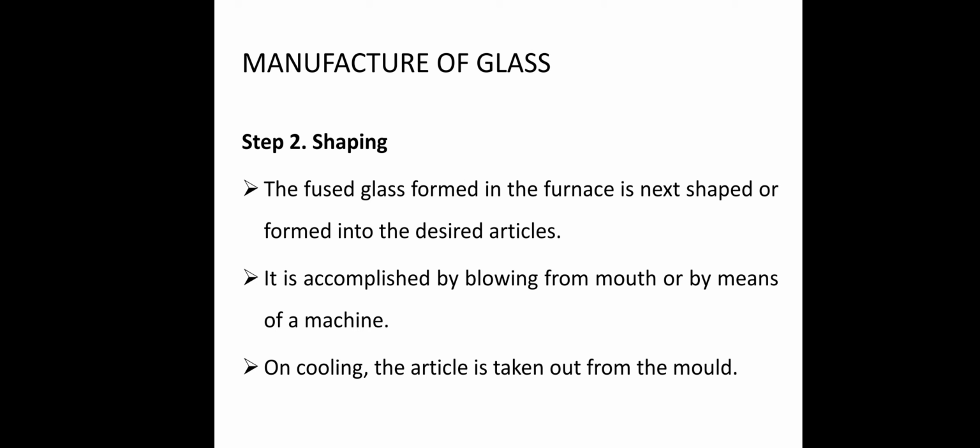The next step is shaping. The fused glass formed in the furnace is next shaped or formed into the desired articles. It is accomplished by blowing from mouth or by means of a machine. On cooling, the article is taken out from the mold.